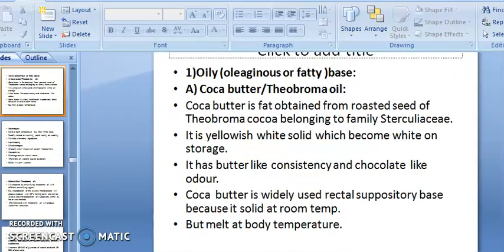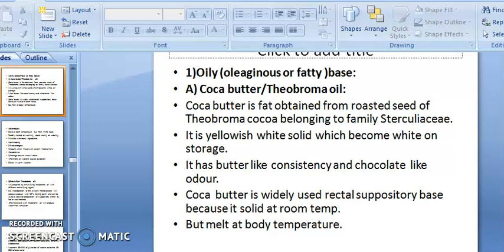Then one by one we discuss oily, oleaginous or fatty bases. In that class we have discussed cocoa butter or theobroma oil base. These are the oleaginous bases. Cocoa butter is a fat obtained from roasted seeds of Theobroma cacao belonging to the family Sterculiaceae.